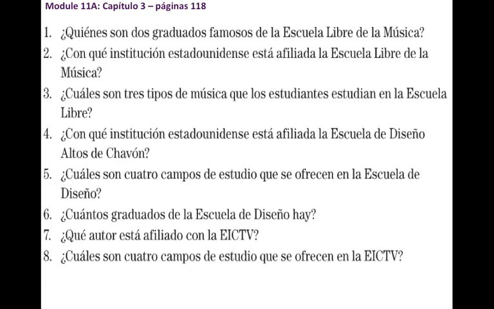Bueno, y ahora un repaso, las preguntas. 1. ¿Quiénes son 2 graduados famosos de la Escuela Libre de la Música?